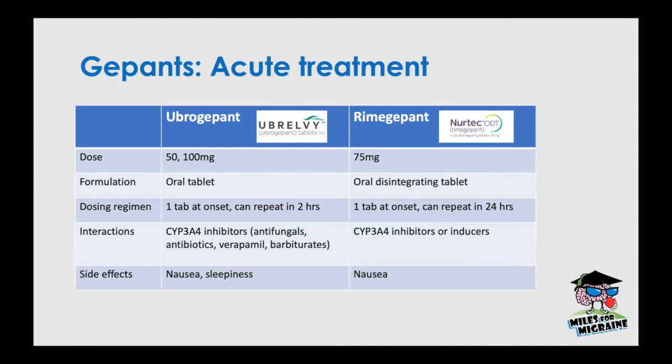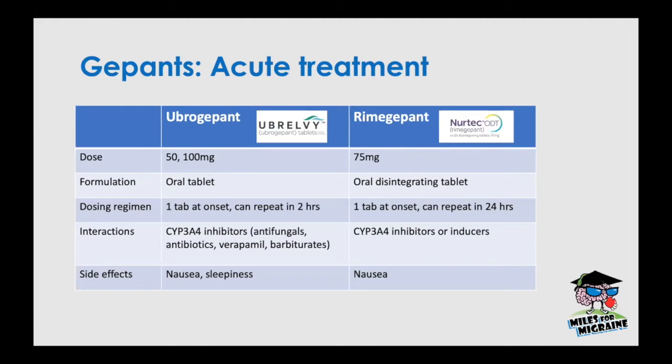Ubrogepant actually is used very similar to any triptan medication, where you take it at the onset of the pain and you can repeat another dose 2 hours later. However, Rimegepant is a little bit different, where it's an oral disintegrating tablet, and you only just need one tablet for the 24 hours because it's longer lasting. Nausea seems to be the most common side effect with both of these.